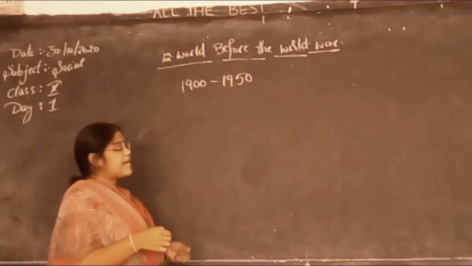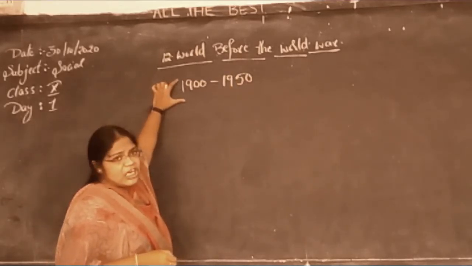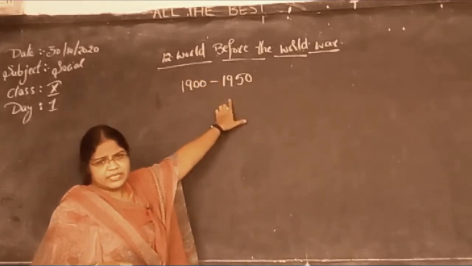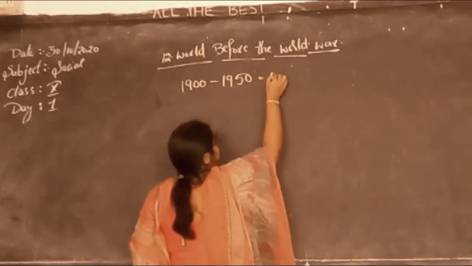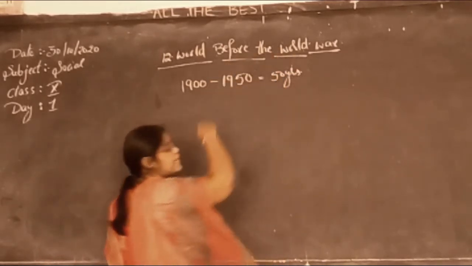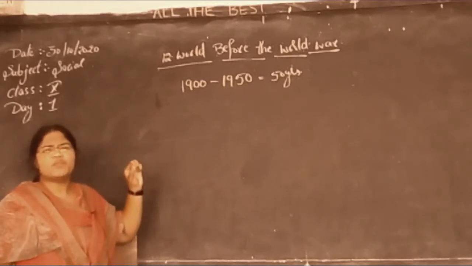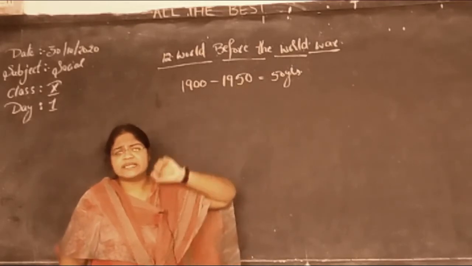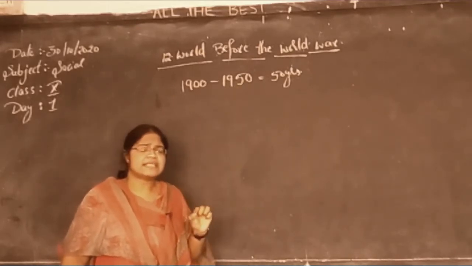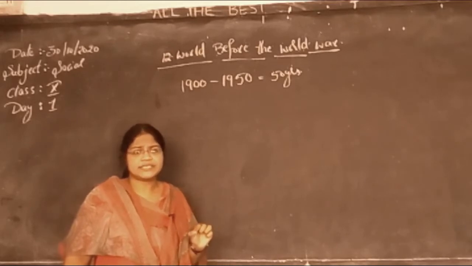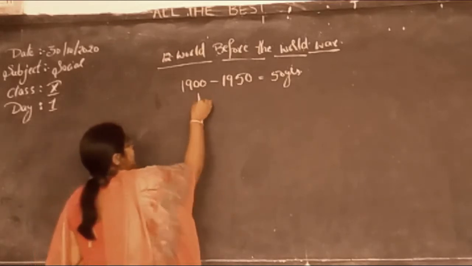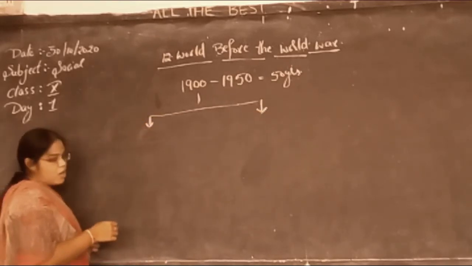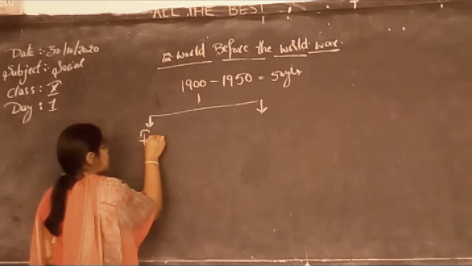Are you understanding, ma'am? From the year 1900 to 1950, the time duration is how many years? 50 years, right? Yes, these 50 years are considered the most important years in world history. Why is it considered an important period in world history? Because in this period we had two wars take place. What are those wars? First World War.